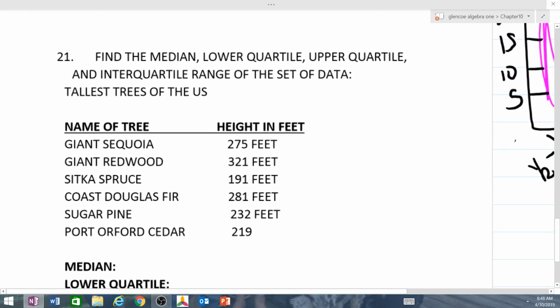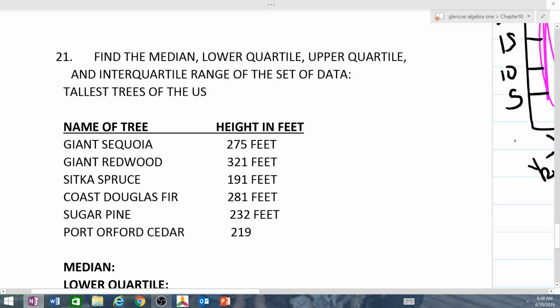find the median, the lower quartile, the upper quartile, and the interquartile range of the set of data which represents the tallest trees in the United States. So we have the giant sequoia tree at 275 feet, a giant redwood at 321 feet, a Sitka spruce at 191 feet, a coast Douglas fir at 281 feet, a sugar pine at 232 feet, and a, I think that should be a Port Oxford cedar, but I think that's a typo, for 219 feet.